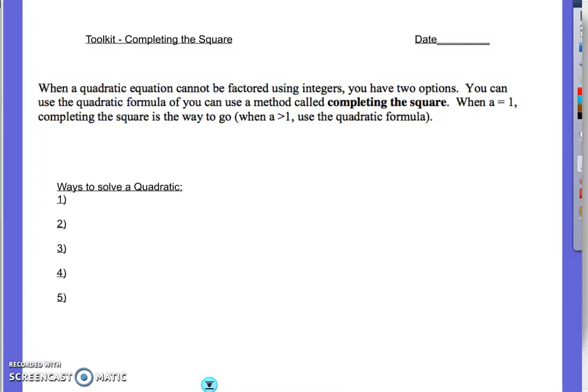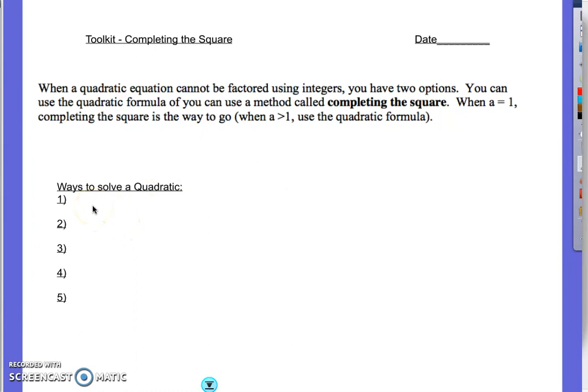Good morning, guys. So this toolkit is about completing the square. That is the title. You should put the date on this page and write "completing the square" again at the top of your next blank page. So we're talking about something brand new, completing the square. It's another way to solve a quadratic.